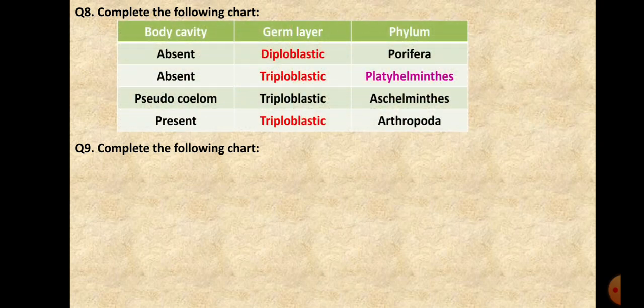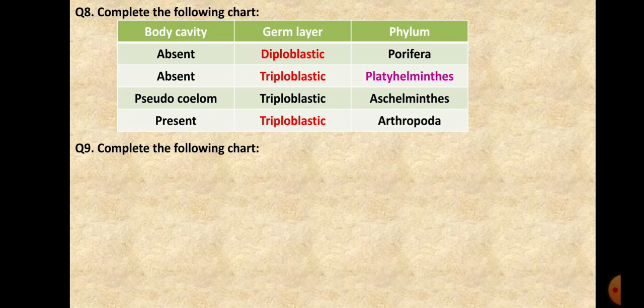Now the words which are written in black are from the textbook, and the words written in red and purple are the answers. So body cavity is absent and the phylum is Porifera. How many germ layers are present? Two germ layers are present, and thus they are diploblastic.